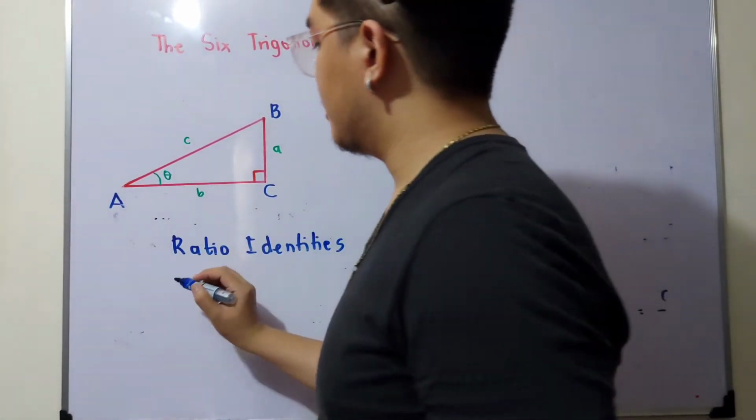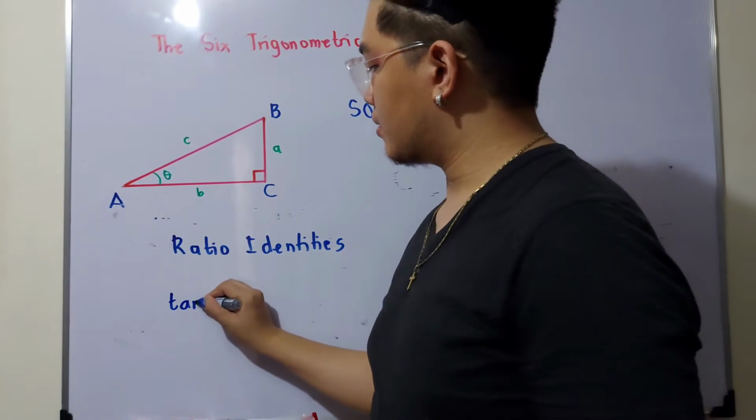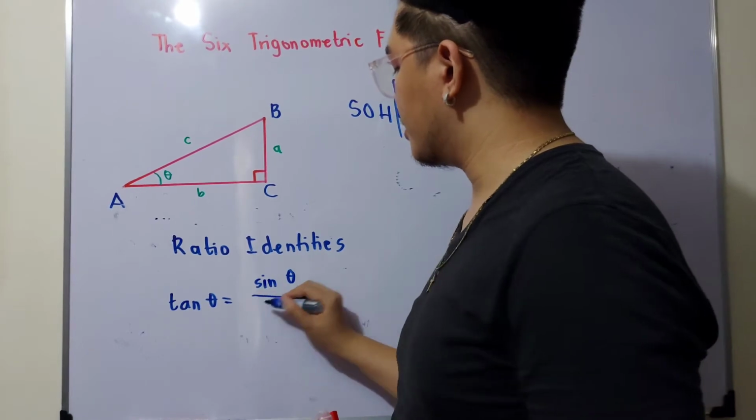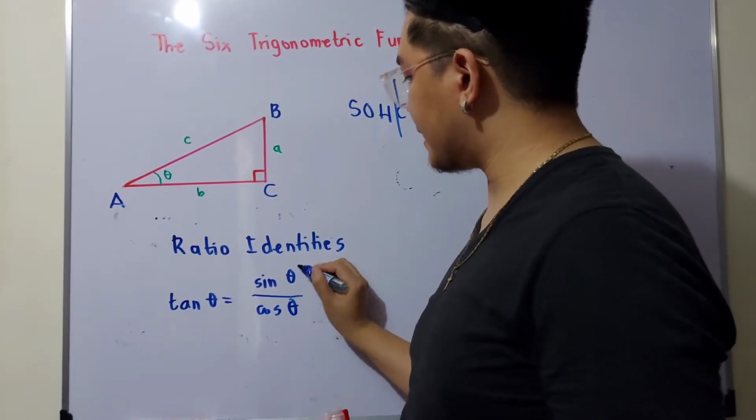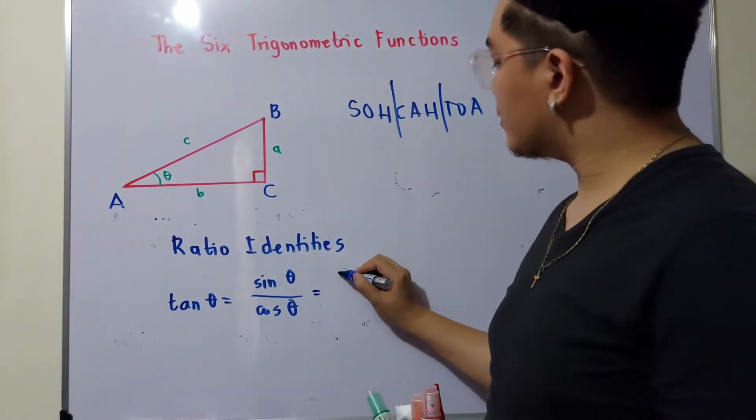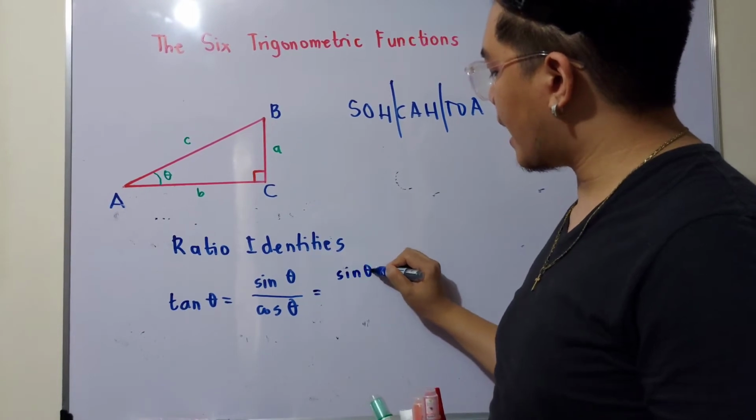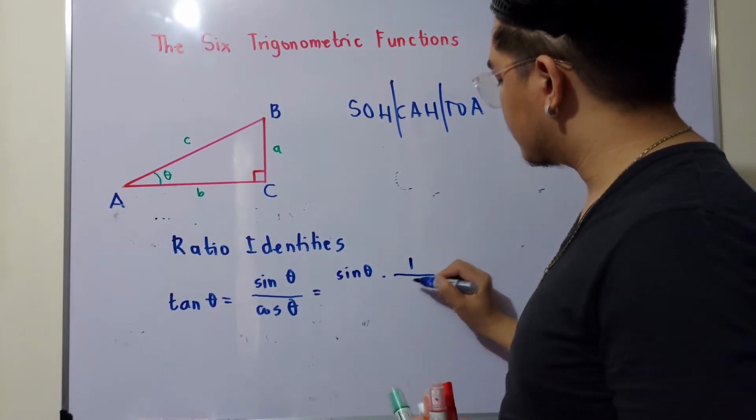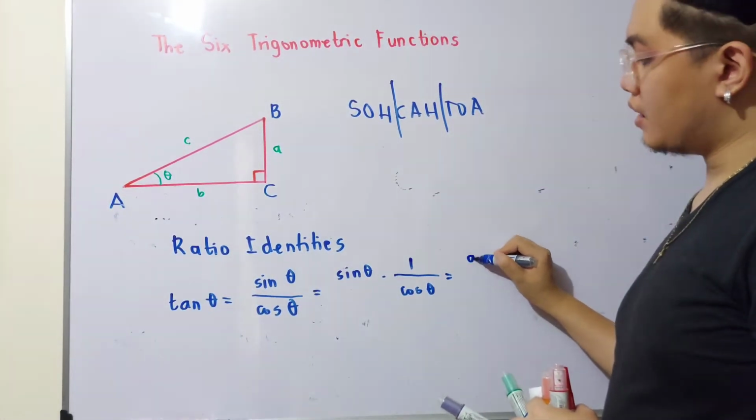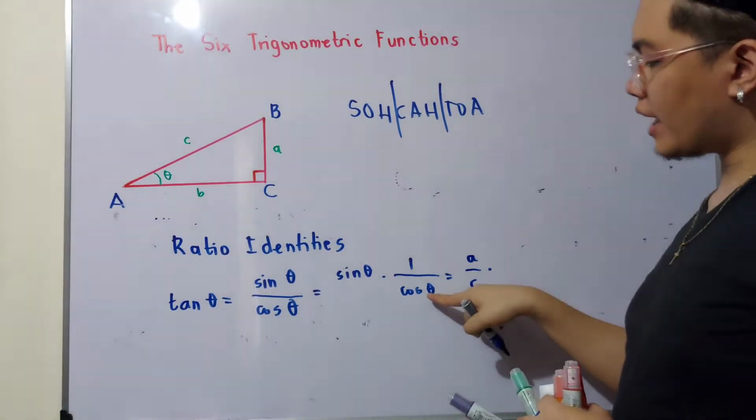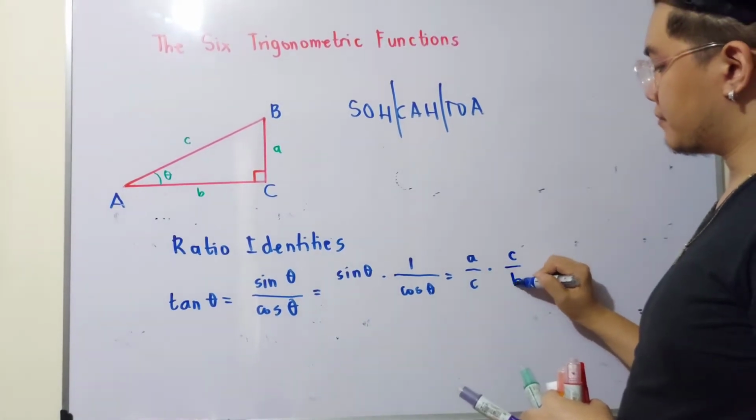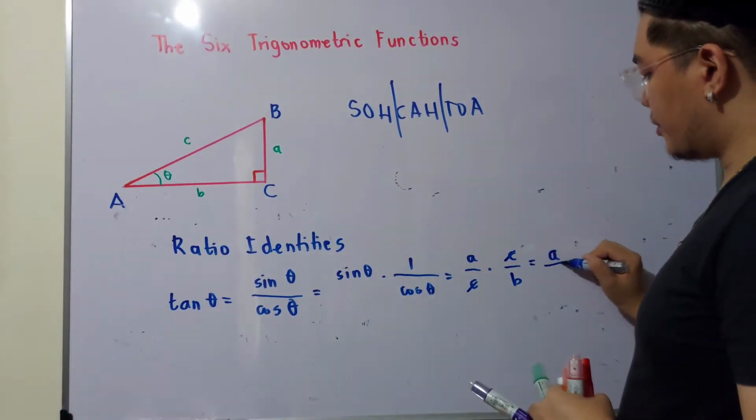So, dalawa lang to. So, we have the tangent. So, tangent theta is equal to sine theta over cosine theta. Baka mamaya i-cancel niyo yung theta dyan. Hindi pwede ma-cancel yun. So, you know that sine theta ay opposite A over C. So, dahil nasa baba yung cosine, babalik na rin natin C over B. So, mag-cancel to, A over B.